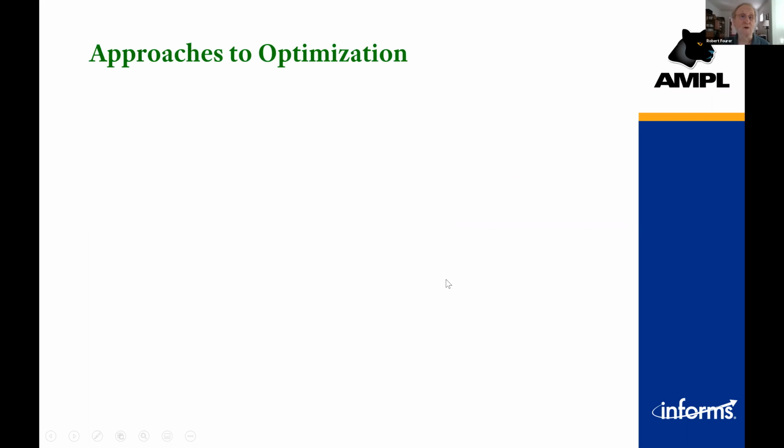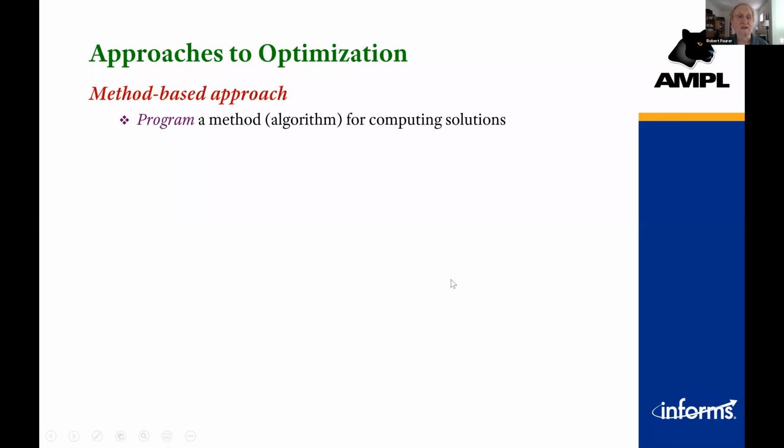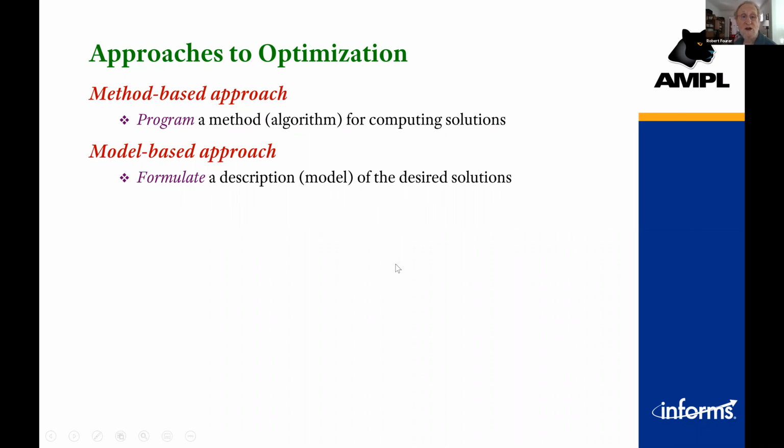So then let's start with approaches to optimization. I said there'd be 2 approaches. And one is a method-based approach, and that's essentially that you program a method or an algorithm for computing solutions to your optimization problem. And I'm contrasting this to a model-based approach where you formulate a description or a model of the desired solutions. Okay?